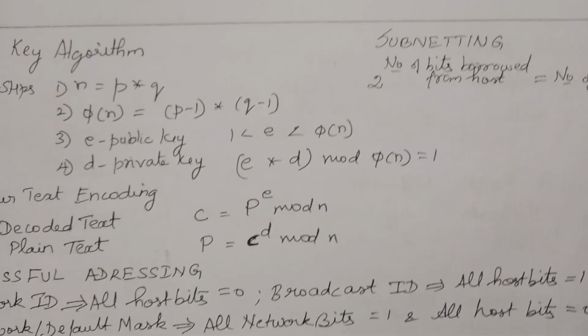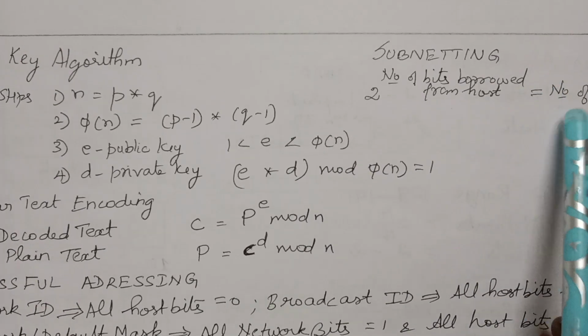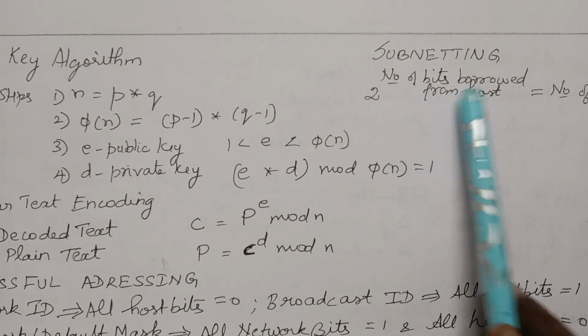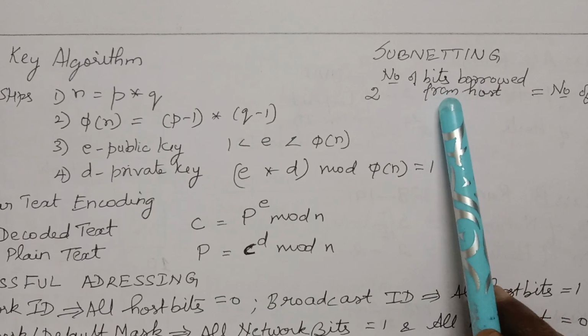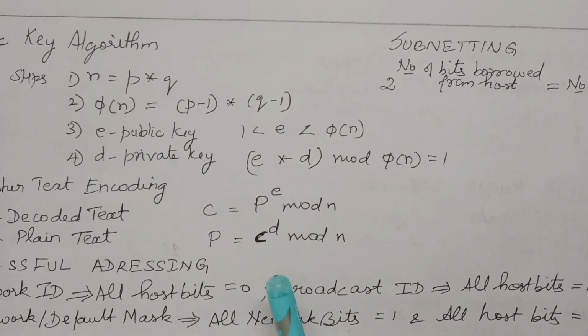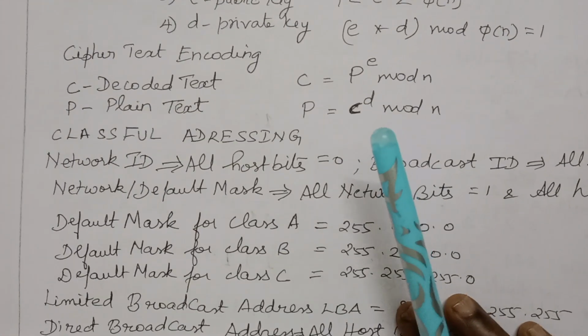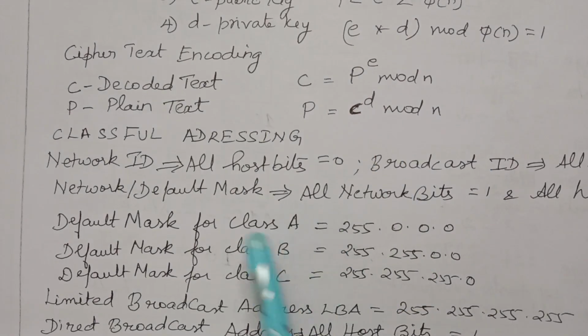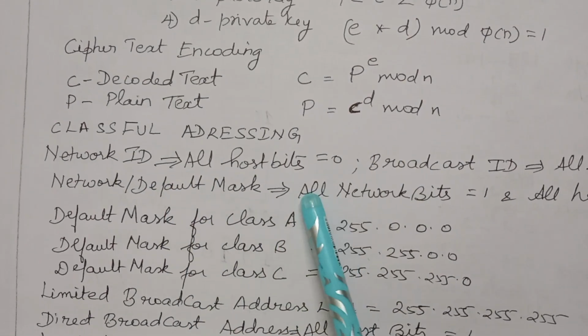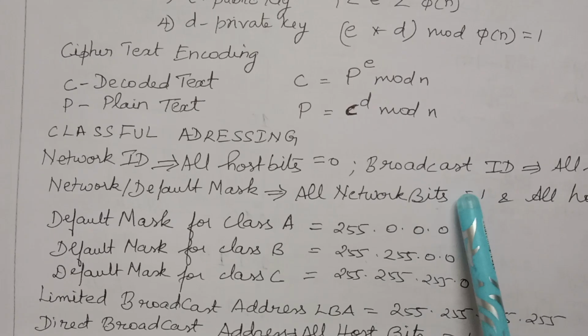In subnetting, to find the number of subnets, it will be 2 to the power of the number of bits taken from the host. So how many bits are taken from the host will give the number of subnets. Classful addressing: if you want to find the network ID, the whole host bits will be 0.